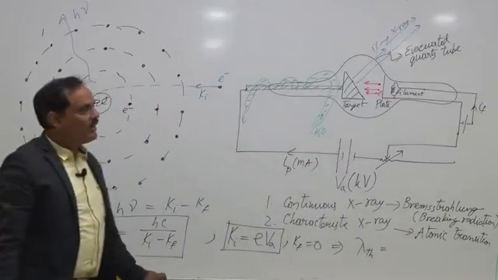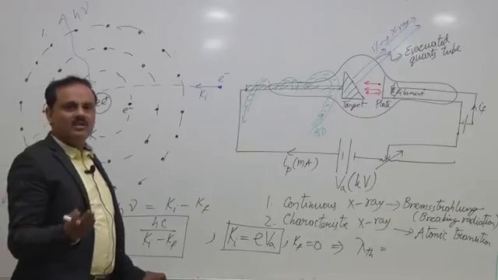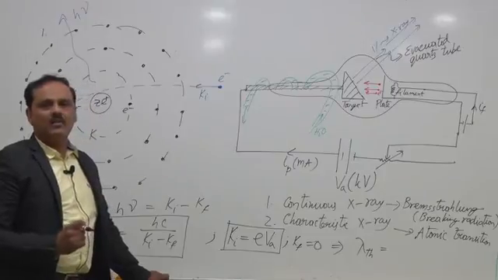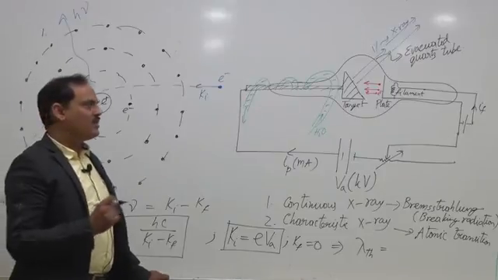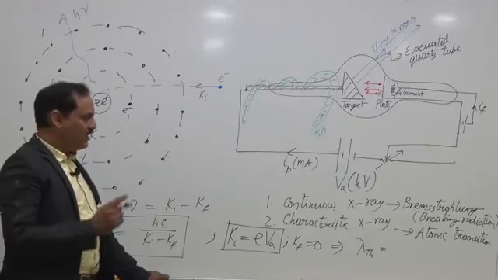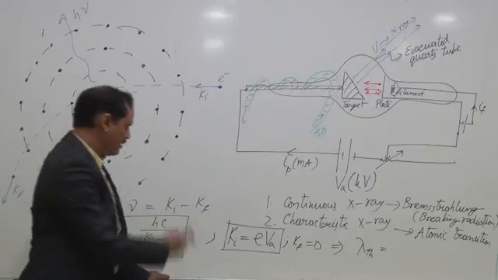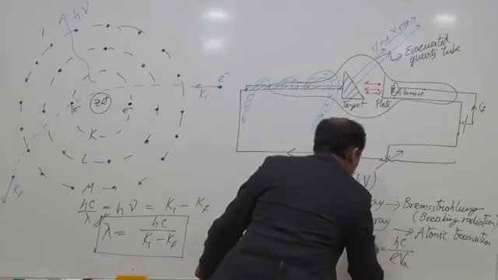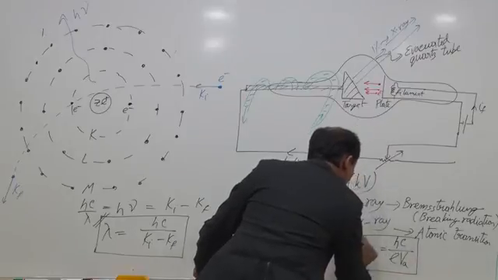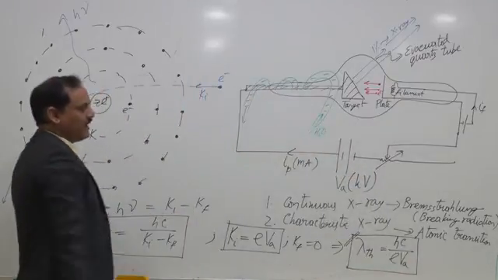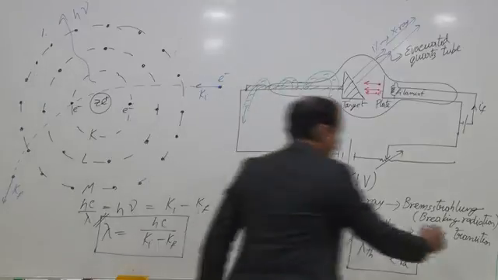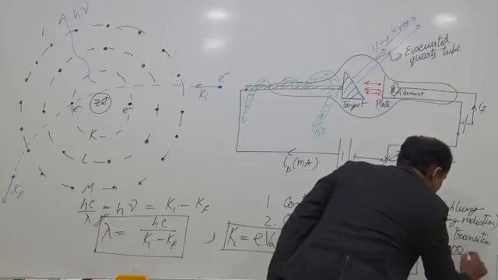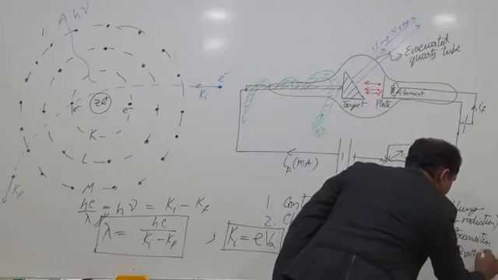What is threshold wavelength? When the bombarded electron loses its entire kinetic energy in the very first collision, then the most energetic photon is emitted. The wavelength corresponding to the most energetic photon is called threshold wavelength. So threshold wavelength is equal to hc by eV. If I put the value of hc by e, I can write it as 12,400 by V angstrom, with V in volts.